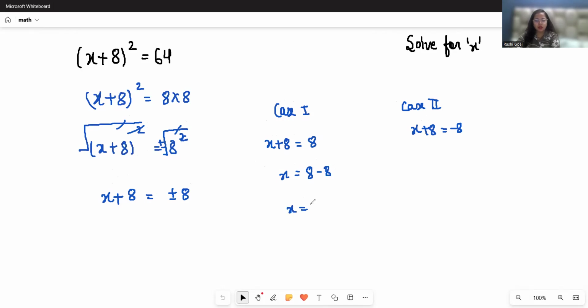x is equal to 0, and x is equal to minus 8. This plus 8 goes to the other side as minus 8. x is equal to minus 16. These are the two values of x.